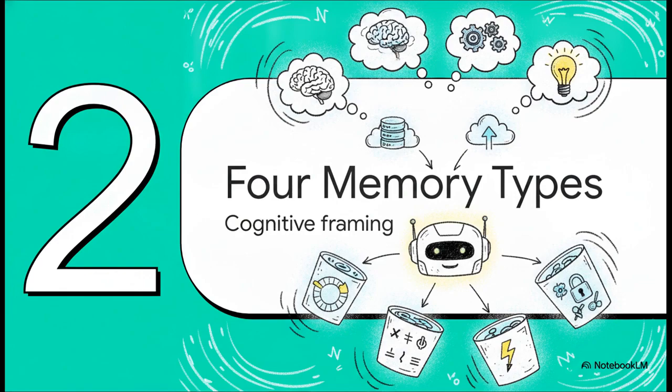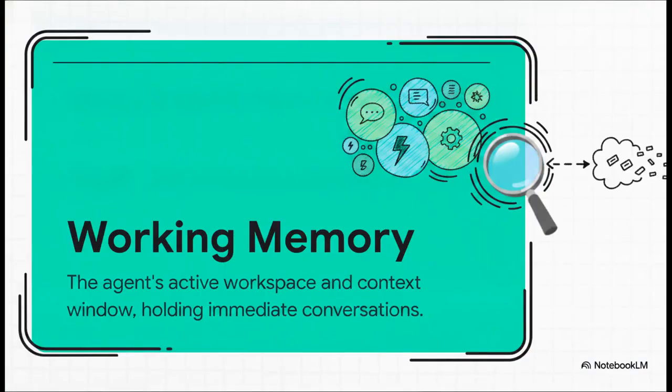Section 2, the 4 agent memory types. Cognitive framing for silicon brains. To solve those failures we just talked about, we actually need to map psychological human memory directly into our agent architectures. First, we have working memory. Think of this as your agent's active workspace. It's the prompt context window holding immediate conversations, streaming outputs, and temporary tool executions.